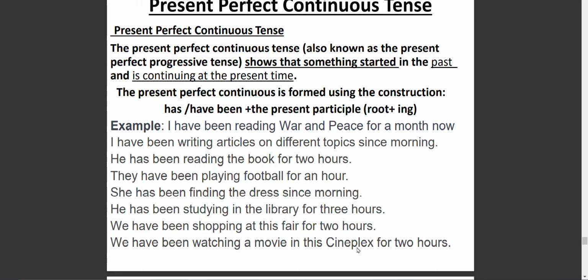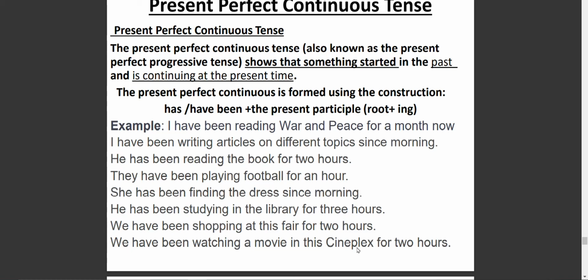The present perfect continuous is formed using the construction. First, we define what the present perfect continuous is, and then I will tell you about its form. Has, have, been, plus the present participle, وتصل مثال, the root of the verb plus ing. Example: I have been reading War and Peace for a month now. I have been writing articles on different topics since morning.